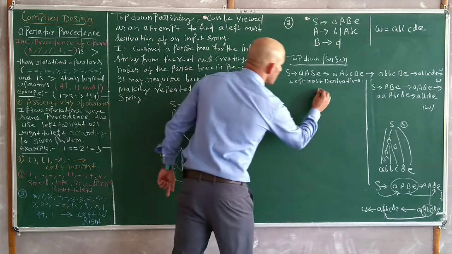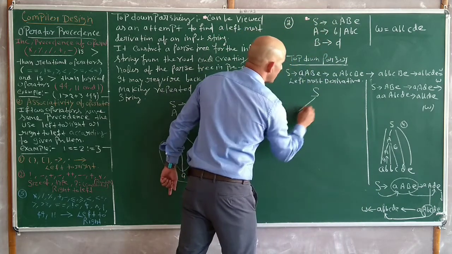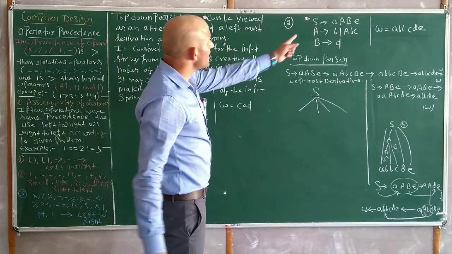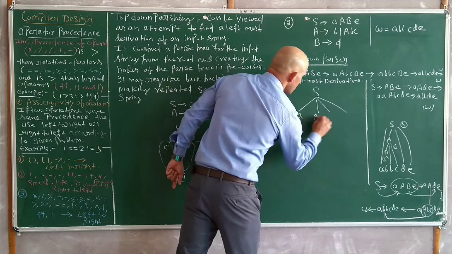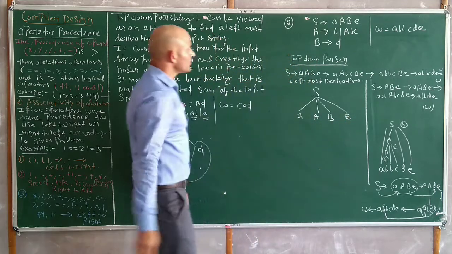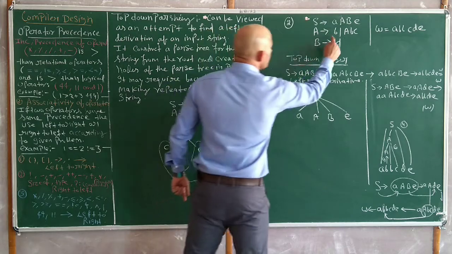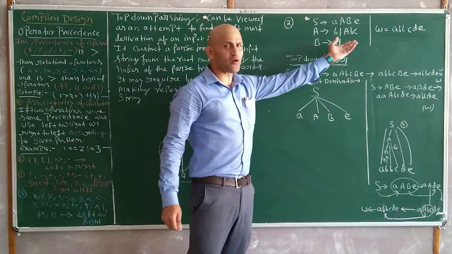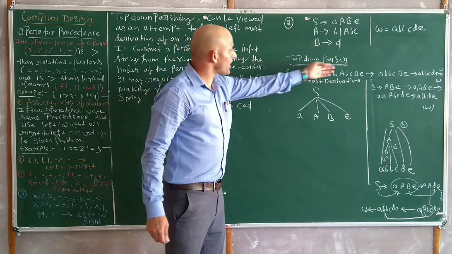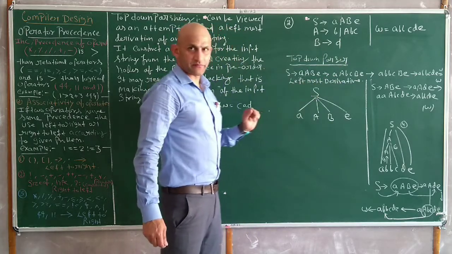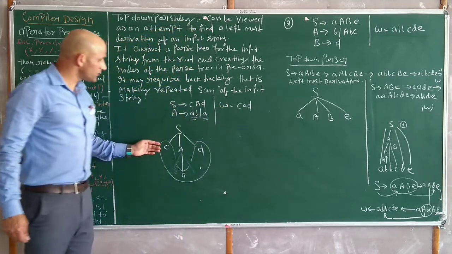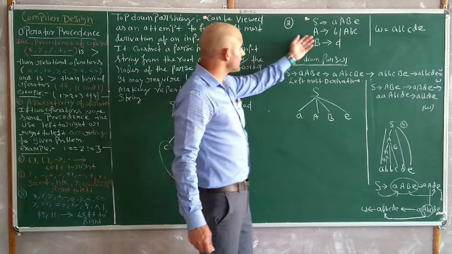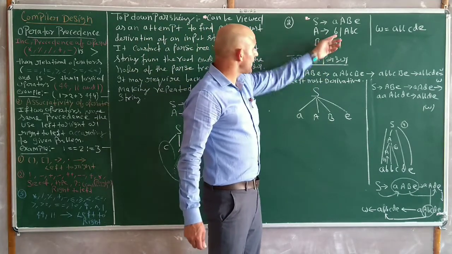At first you have S, okay, and with the help of S you are producing ABE. After then you have two options, B or ABC, either take the left one or the right one. Okay, in the top-down parsing we are using the leftmost derivation. Here we had the problem, either take this one or this one. So in top-down parsing we are using the leftmost derivation.